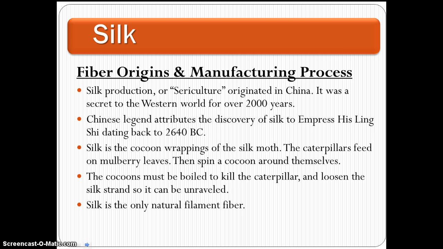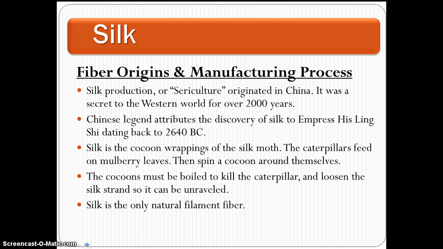Silk is the cocoon wrappings of a silk moth. Many times we'll hear it referred to as a silkworm, but it's actually caterpillars, and they feed on mulberry leaves, and mostly only mulberry leaves. Then they spin a cocoon around themselves. You must boil the cocoon to kill the caterpillar and loosen the strand so it can be unraveled.